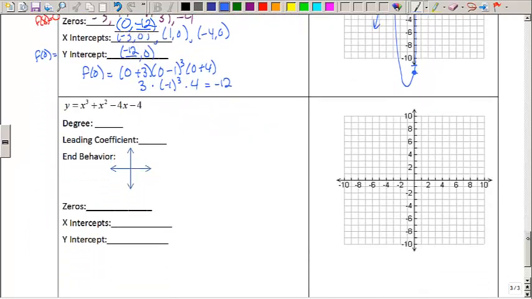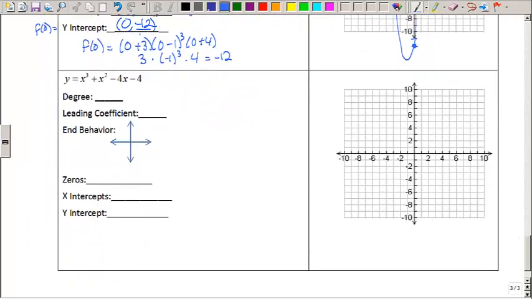For our last example, we have y equals x cubed plus x squared minus 4x minus 4, with a degree of 3, which is odd, and a leading coefficient of 1, which is positive. With an odd degree, my arrows are going to be pointing in different directions, and with a positive, I'll be going down and up. To find the zeros, I'm going to set f of x equal to 0 and solve for x. In this case, it's a y, so set y equal to 0.